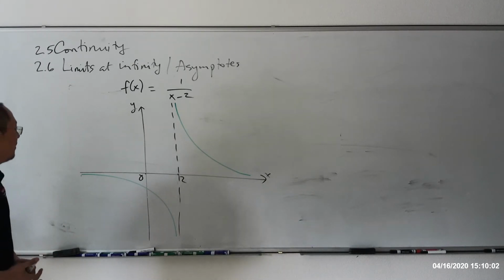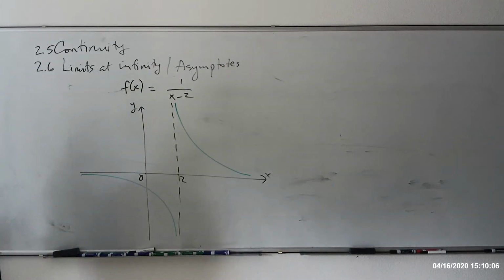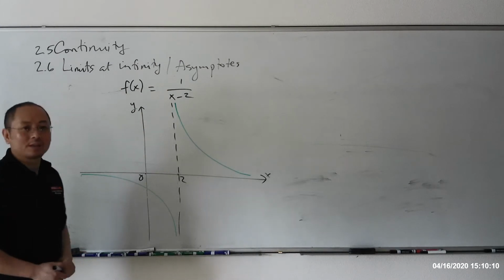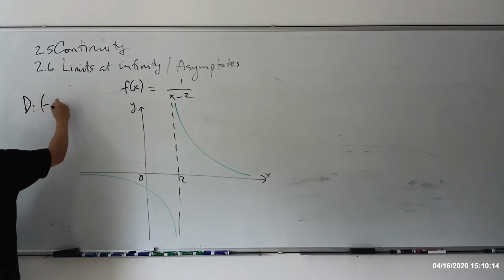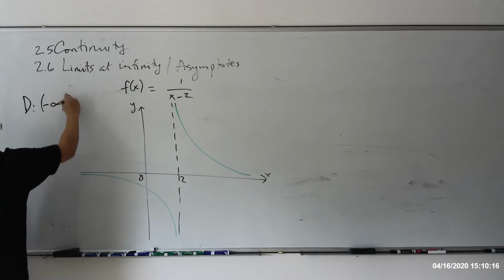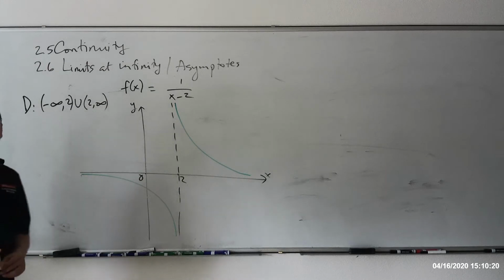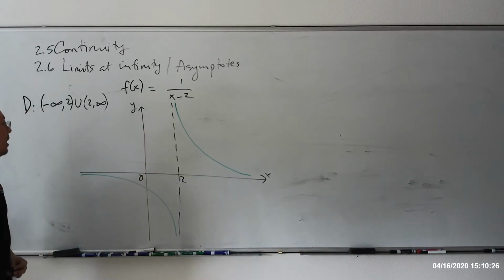Why is it? First of all, you have to talk about the domain of that function. Okay, so what is the domain of that function? All real numbers except x equal to 2. So the domain is negative infinity to 2, union 2 to infinity. Okay? It means that the number 2 is not in the domain. Alright? For x equal to 2, we are not allowed to plug x equal to 2 into the function.